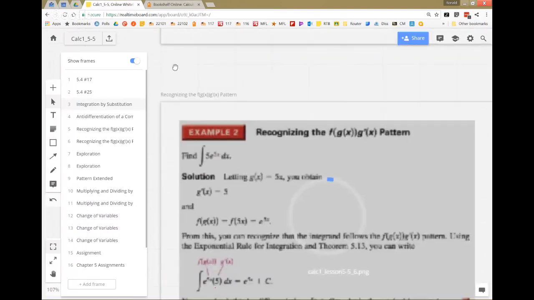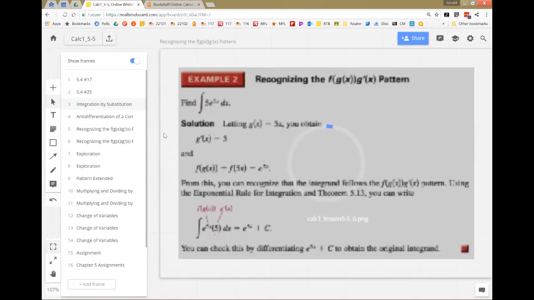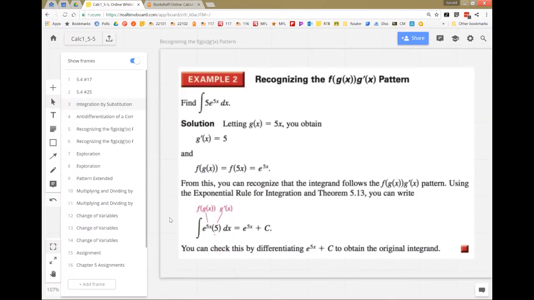Let's look at another example. So this time we're supposed to take the integral of 5e to the 5x power with respect to x.